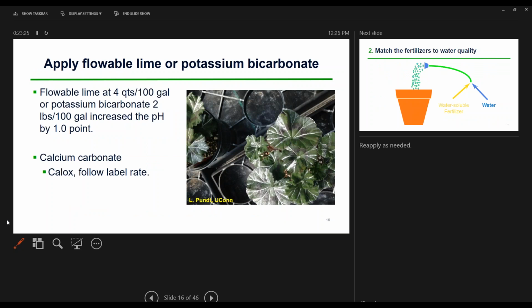When it comes to applying flowable lime or potassium bicarbonate, a few years ago at the University of New Hampshire, they did a test and came up with a rate: if you apply flowable lime at 4 quarts per 100 gallons, or potassium bicarbonate at 2 pounds per 100 gallons, it can increase your pH by 1 point. So that was a general trend. Calcium carbonate, I don't have a lot of personal experience with it, but I've heard a lot of growers being very happy with the product, so you can follow the label rate.